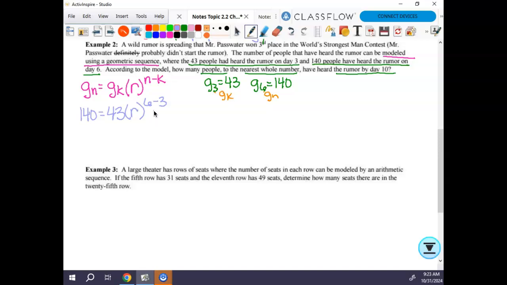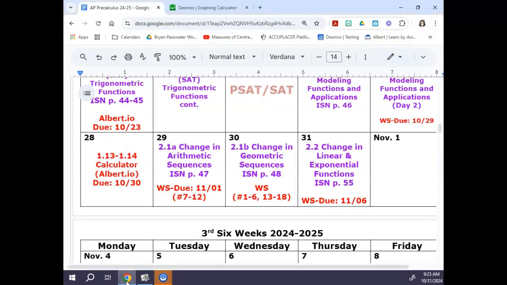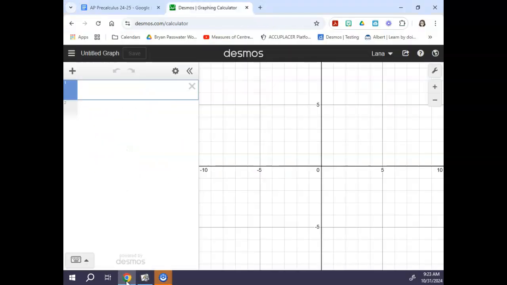All right, so then, am I going to divide by 43 or subtract 43? Divide. So I'm going to divide. I'm going to get 140 over 43 equals R cubed. Now, it's probably better that we couldn't get your computers to work, that I'm just going to show you stuff anyway.